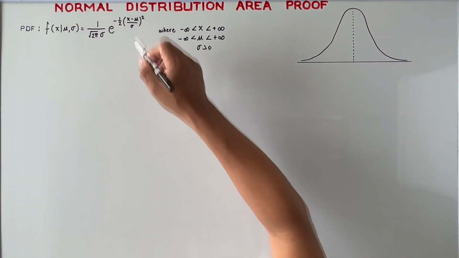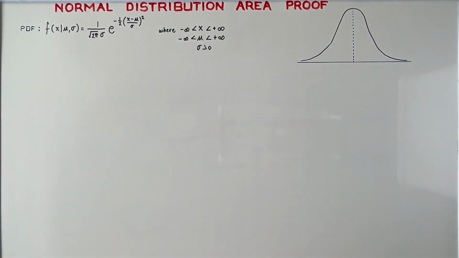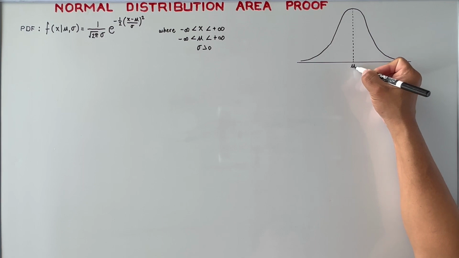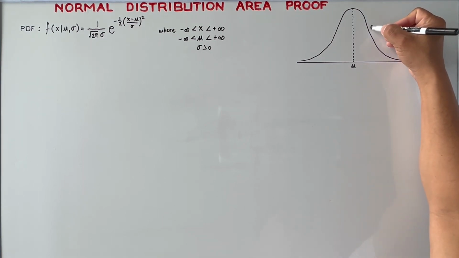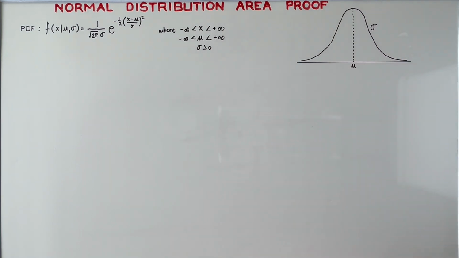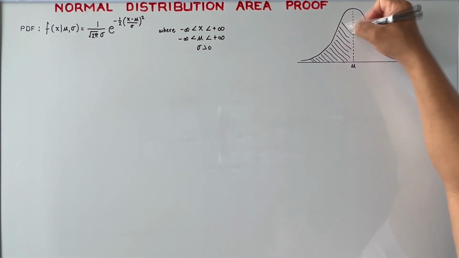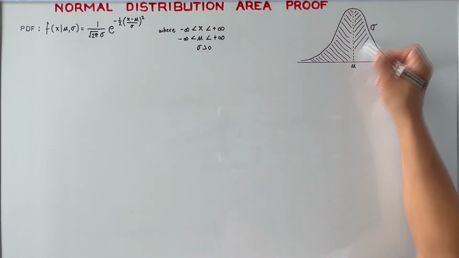And if you sketch the graph of this normal probability density function, the graph is like this, wherein the center is the mean and the spread is defined by its standard deviation. In other words, any distribution is defined by these two parameters, the mean mu and the standard deviation sigma. So for any given mean mu and standard deviation sigma, you will come up with a distinct normal distribution curve. And our goal is to find the area under this normal distribution curve.